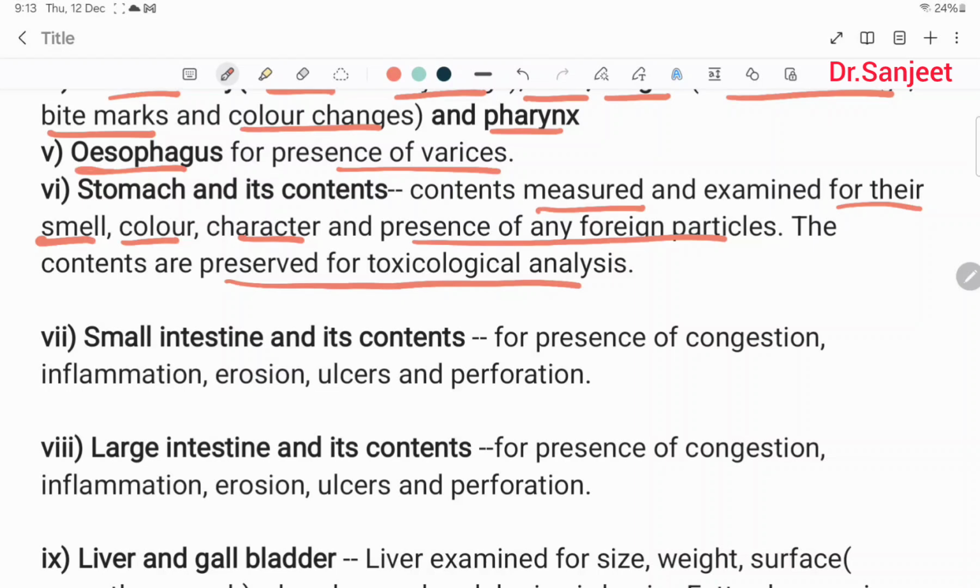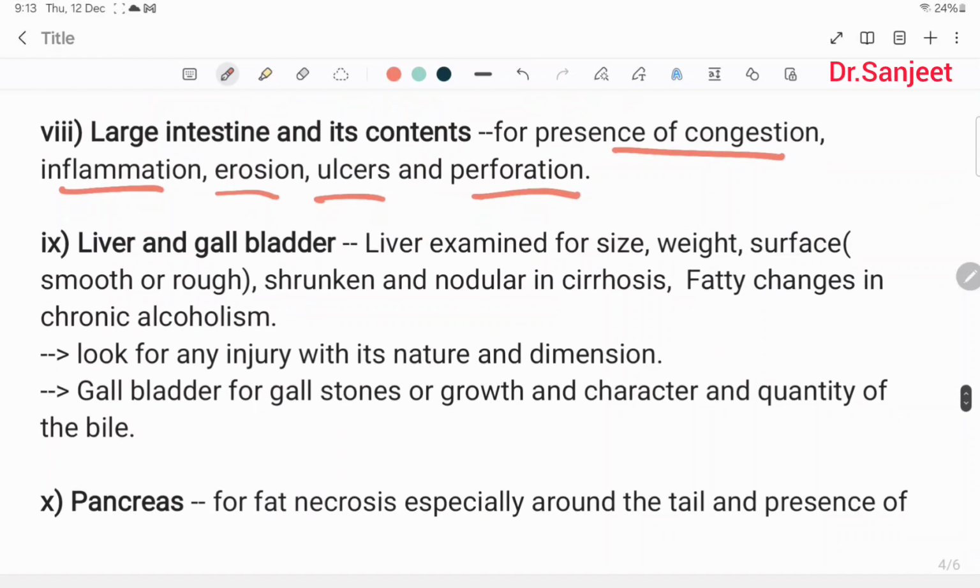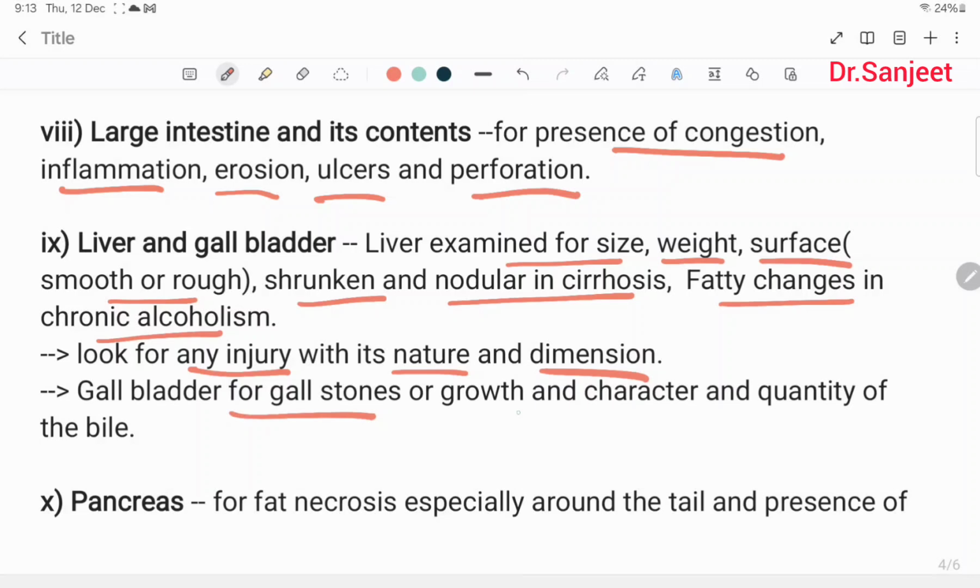Then small intestine and its content for the presence of congestion, inflammation, erosion, ulcer and perforation. Large intestine and its content, presence of congestion, inflammation, erosion, ulcer and perforation. Liver and gallbladder: liver examined for size, weight, surface, smooth or rough, shrunken, nodular cirrhosis, fatty changes in chronic alcoholism. Look for any injuries, their nature and dimension. Gallbladder for gallstone, growth, character and quantity of the bile.